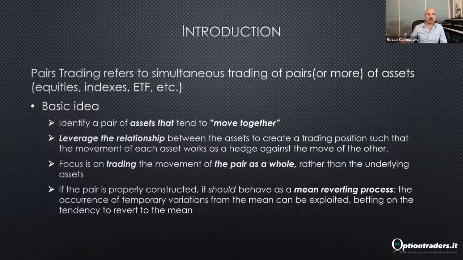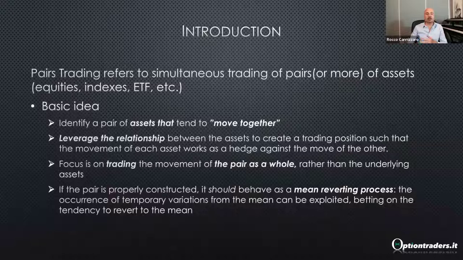The basic idea behind this is to find a pair that tends to move together. We'll define a little more what it means to move together. But if we find this pair, then we can leverage the relationship between these two assets. We can create a position that works in a way where if one asset goes against me, the other asset works as a hedge. So it protects me. They move together.